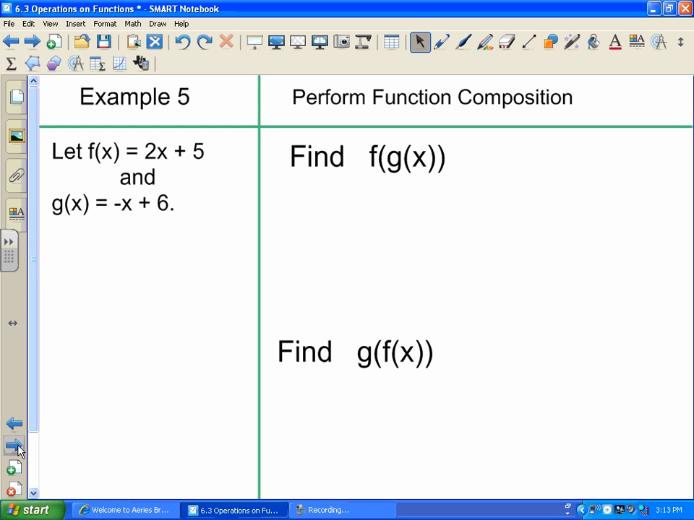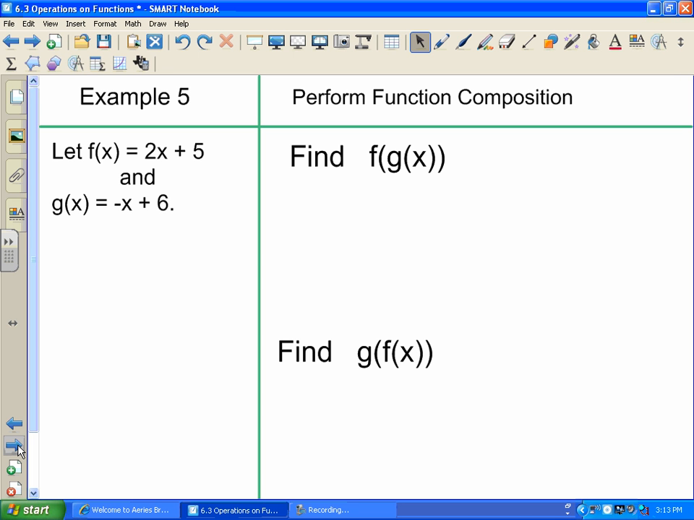New functions, same game. I'm going to go a little bit faster, not necessarily show all that work on these. f of x equals 2x plus 5, and g of x equals negative x plus 6. I'll give you guys a second to copy that down. We're going to find f of g of x and then g of f of x.